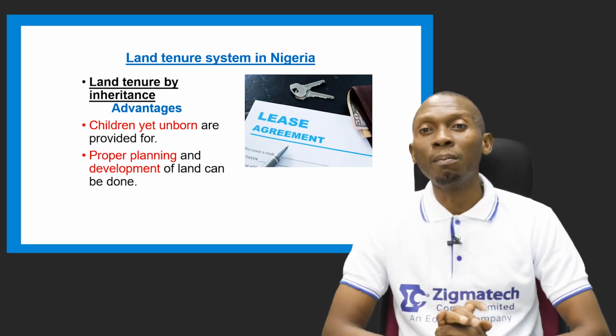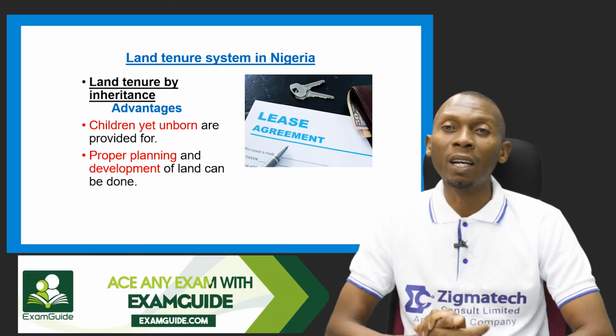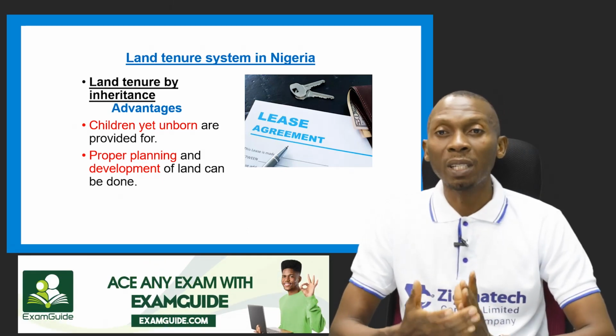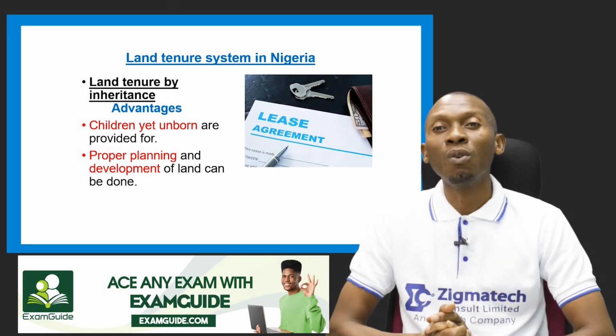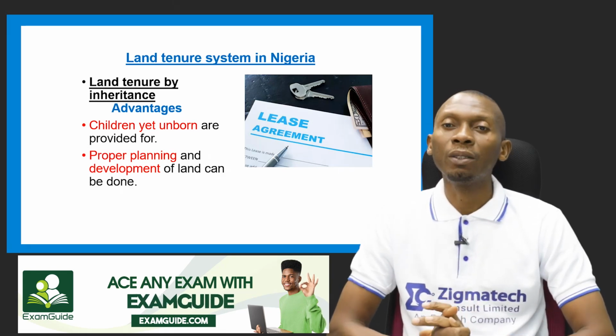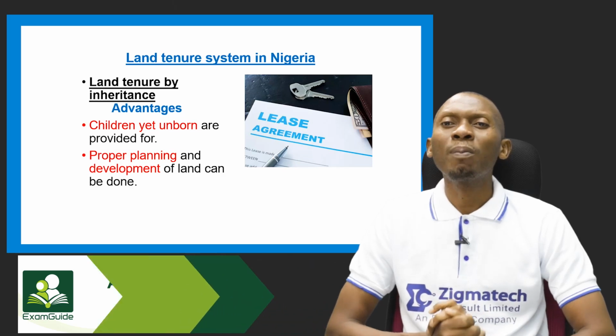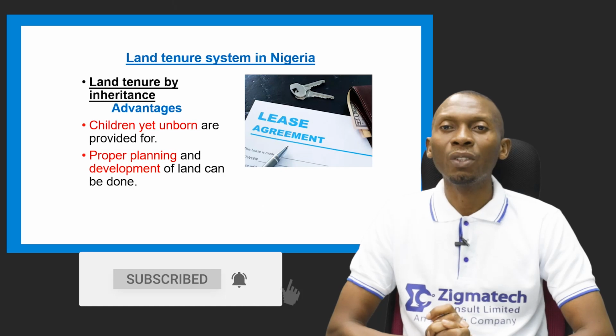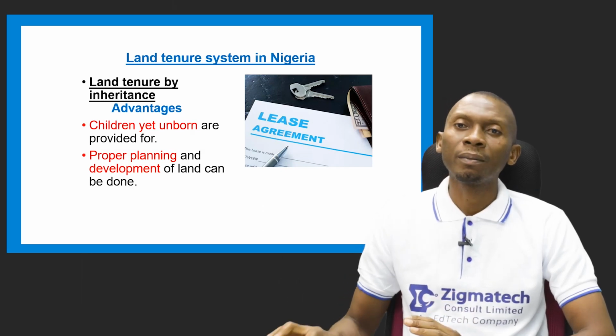Also, children yet unborn are also provided for under the land tenure by inheritance. It's their right, so they're able to inherit their own portion of the land as well. Then there's also proper planning and development of the land under the land tenure by inheritance.